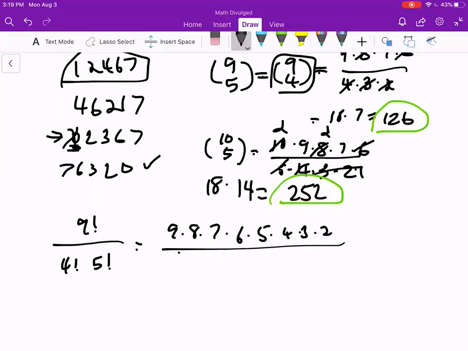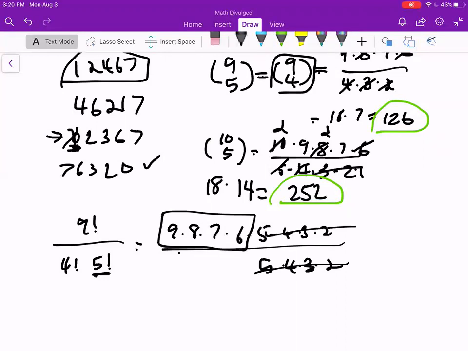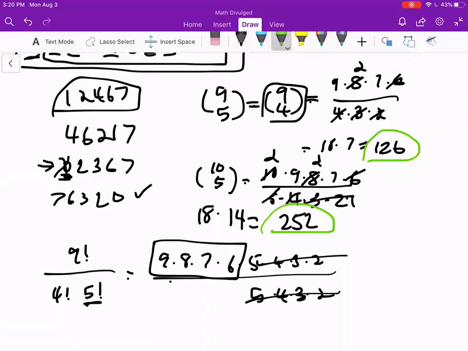However, we have this 5 factorial here, 5 times 4 times 3 times 2. So this will just cancel with that, and it'll just leave us with the first 4 terms at the top, which is what we had here. The first 4 terms at the top. And then at the bottom, we still have the 4 factorial. And this corresponds to that.